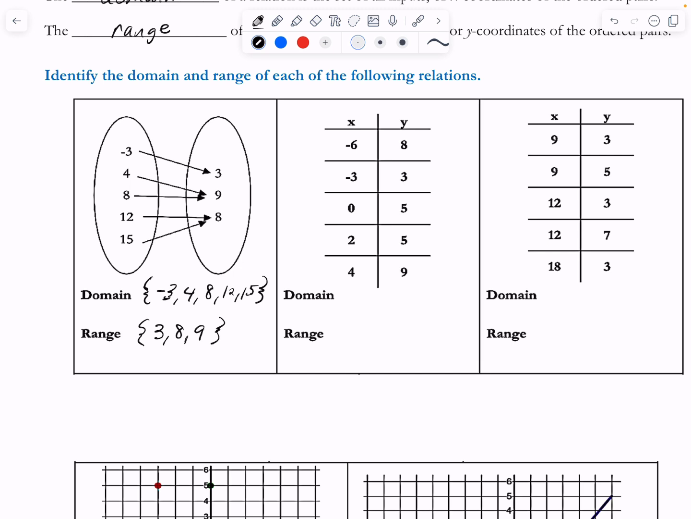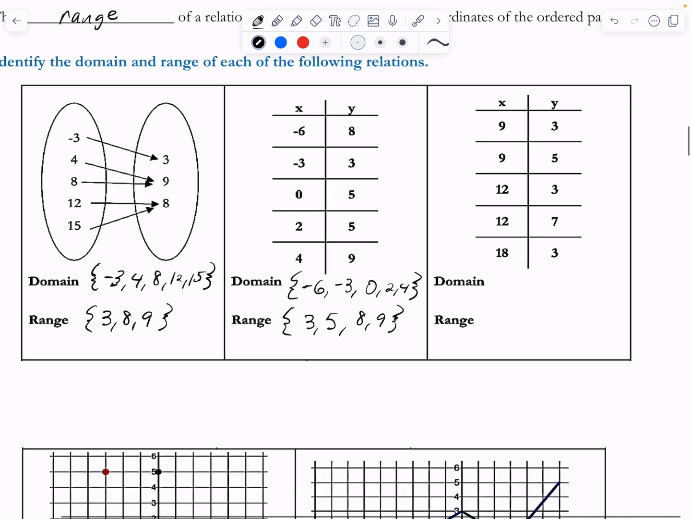Okay, for the next one, the domain here, we have -6, -3, 0, 2, and 4. And then for the range, we have 3, 5, 8, and 9. Notice again, I'm not writing 5 twice.